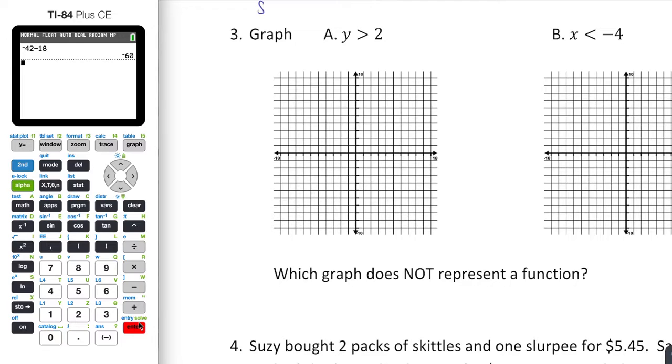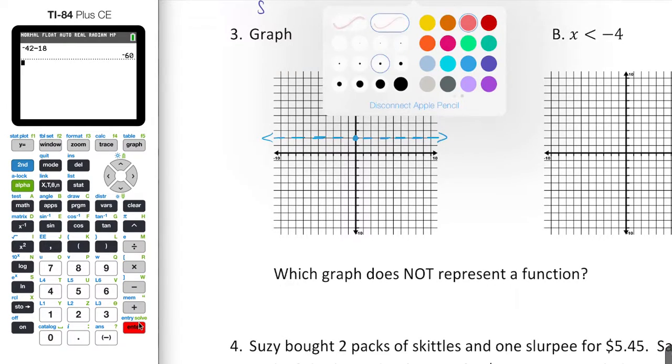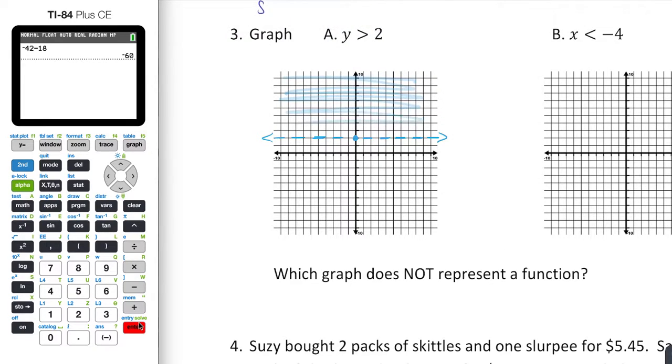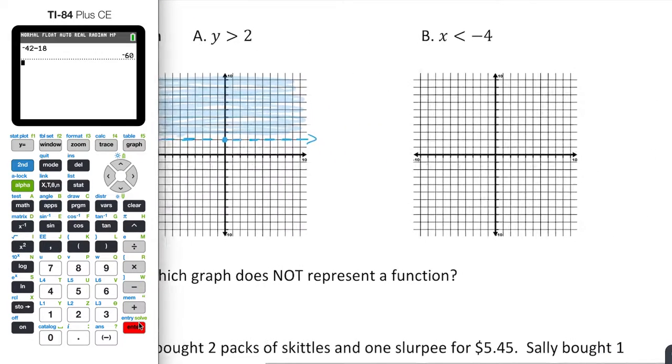All right, number 3, graph y is greater than 2. Do this one in a different color. So we're going to go to 2. Since it does not have the equal underneath the inequality, it's going to be a dashed line. So our line is going to look like that. And then since it's greater than, that means we are going to be shading above. So our graph should be shaded up here. Alright, so that is your graph of y is greater than 2.